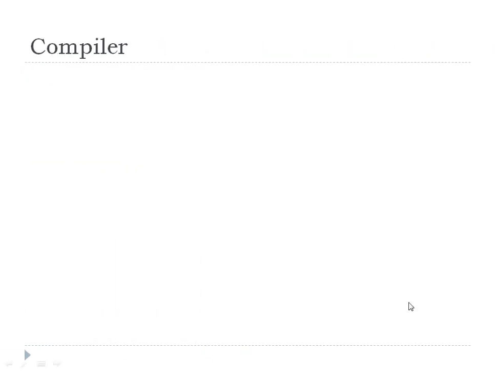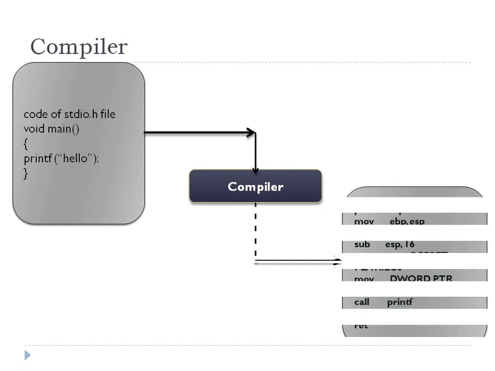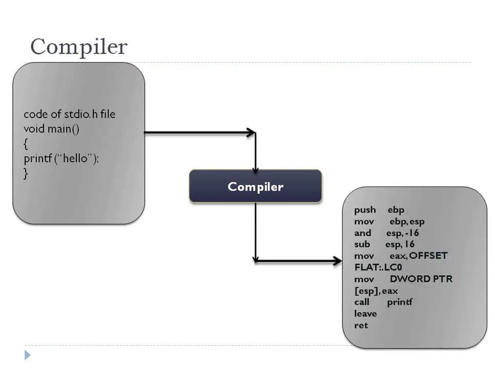So next one is the compiler. The compiler will take this file and generate assembly code. In assembly code, all the instructions are defined by English words. These words are known as mnemonics. So this is the generated assembly code. The compiler generates this code from this file.